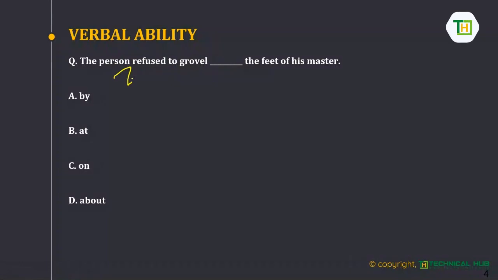So here we cannot use "by." Grovel by, no. Again, grovel at, we can use it as "grovel at." And we cannot use "on," and "about" also we cannot use. So the right answer is "grovel at." The person refused to grovel at the feet of his master.